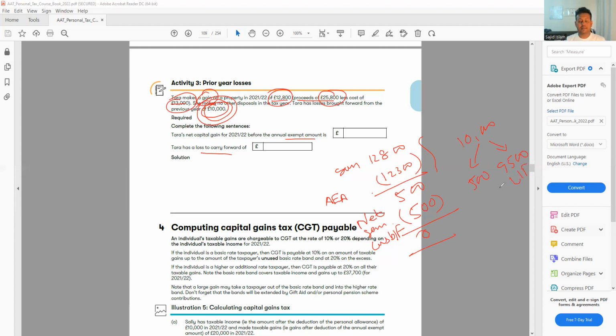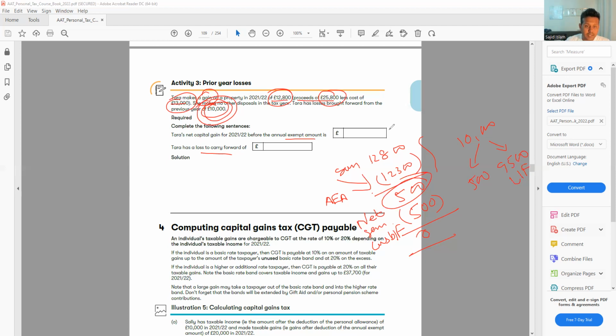Because I don't have enough gain to offset all the losses from the previous period. So my previous period loss was 10,000. So I cannot offset all the 10,000 because I have a net gain only 500 after the annual exemption amount. So I can only offset 500 for this period, and 9,500 I'll move to the next period, and the next period, until all the losses are offset. So the current year losses I have to offset first, remember that. Then I have to look at the other losses.